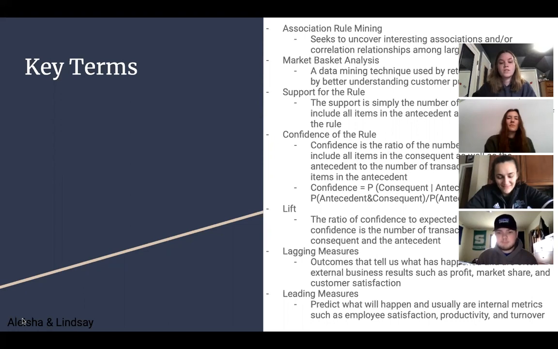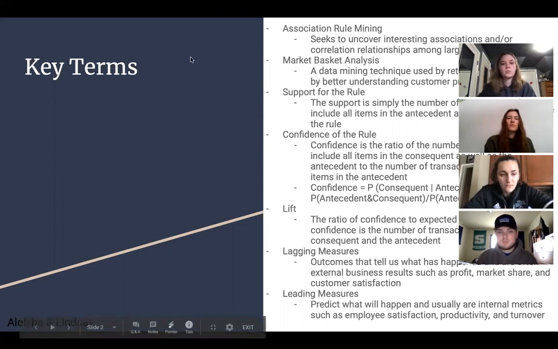Confidence is the ratio of the number of transactions that include all items in the consequent as well as the antecedent to the number of transactions that include all items in the antecedent. Below, you can also see the formula for this rule. And then Lindsay is going to finish the last few key terms.